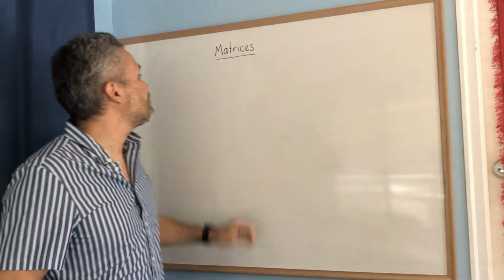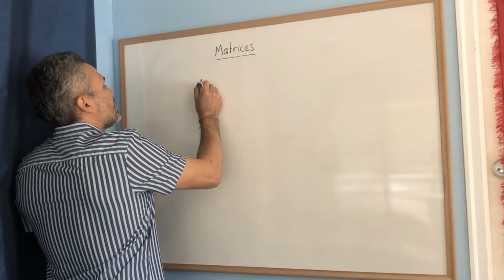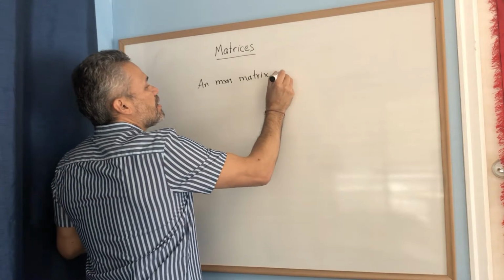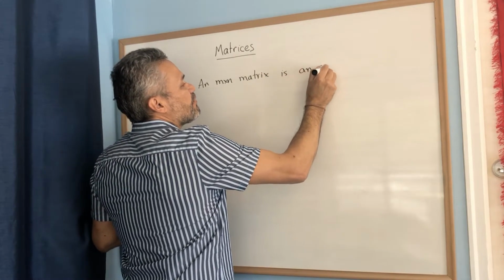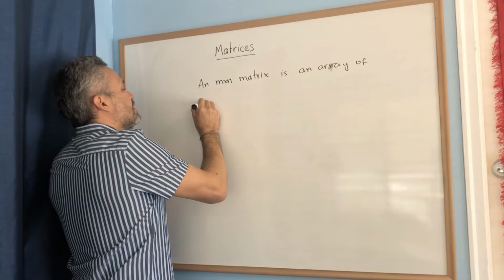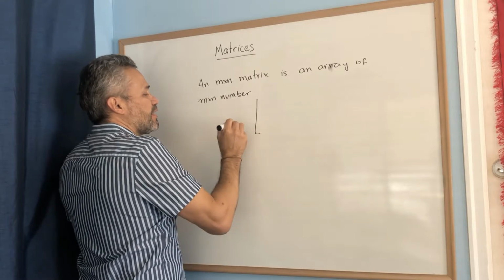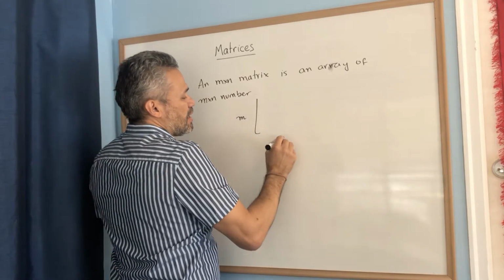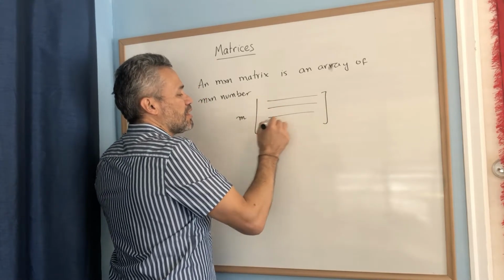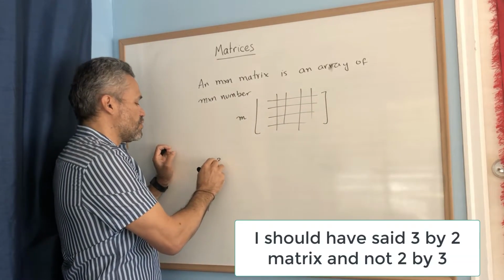In this video, we will explain matrices and the operations that we can do with matrices. Let me start by saying that an m by n matrix is an array of numbers, arrayed in a way that forms m rows and n columns. We have m rows and n columns. This is an example of a 2 by 3 matrix.